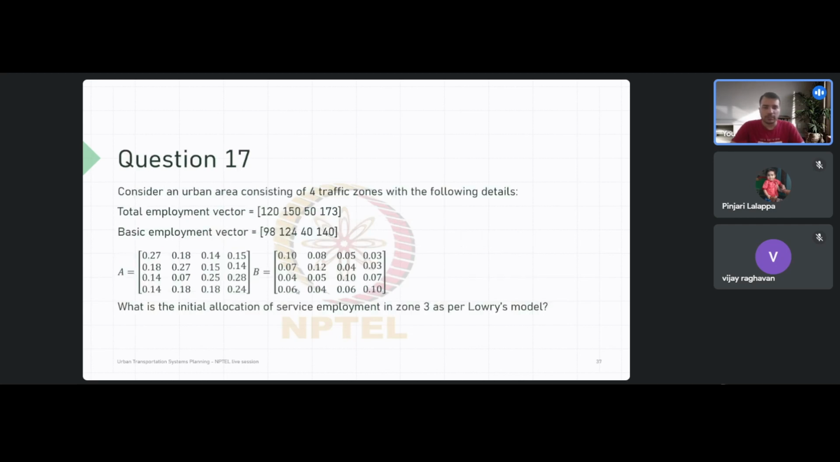So this is question 17. We have been given an urban area of 4 traffic zones. The employment vector is given, so there are 4 elements. The basic employment vector is given. So we have been given A, we have been given B. What is the initial allocation of service employment in zone 3 as per Lowry's model? We have to know Lowry's model to solve this.